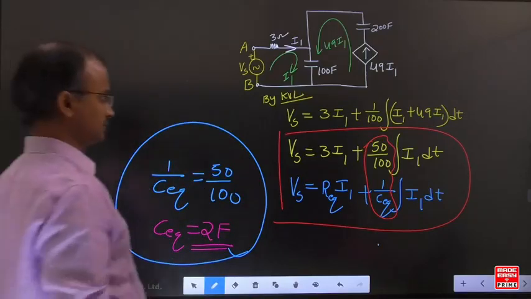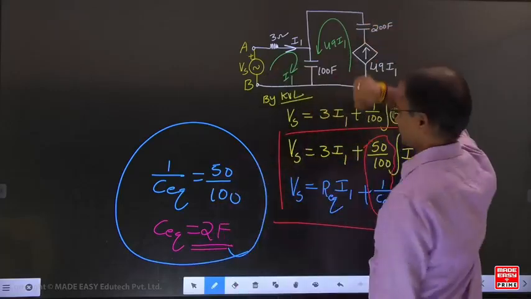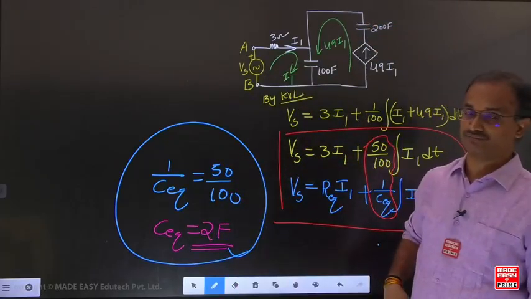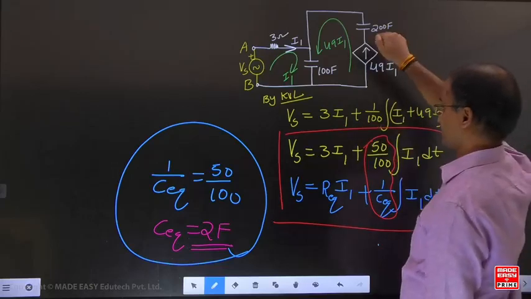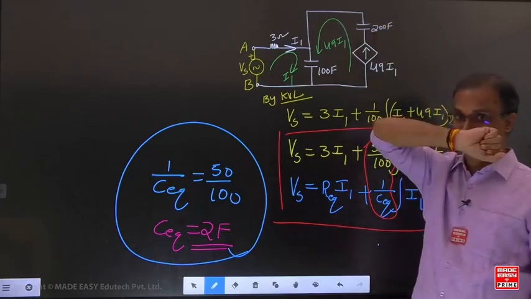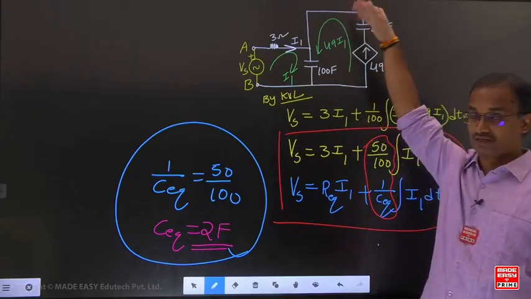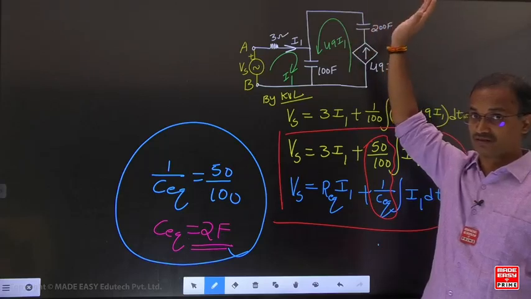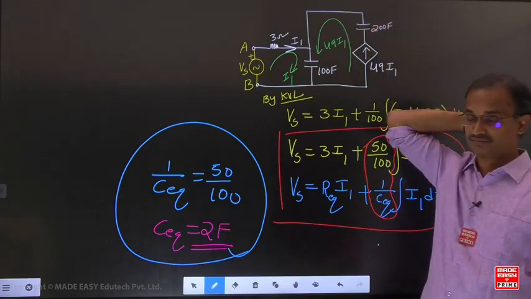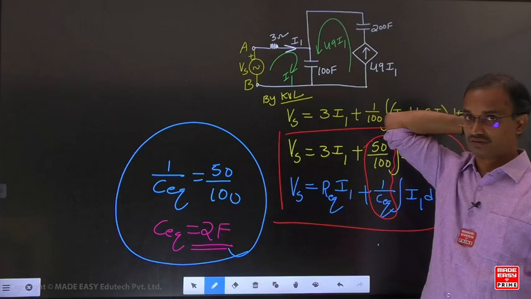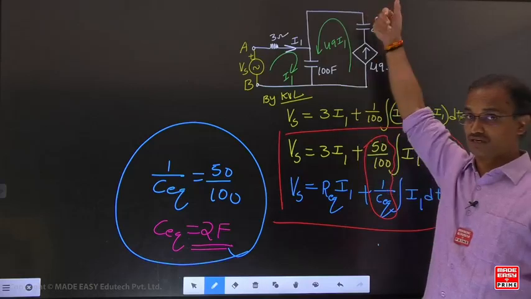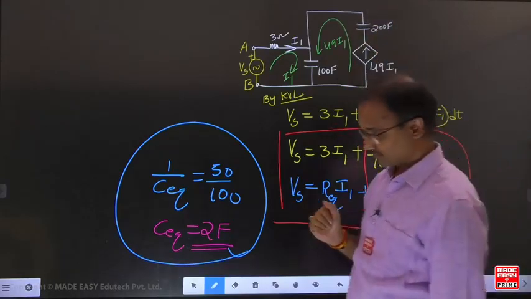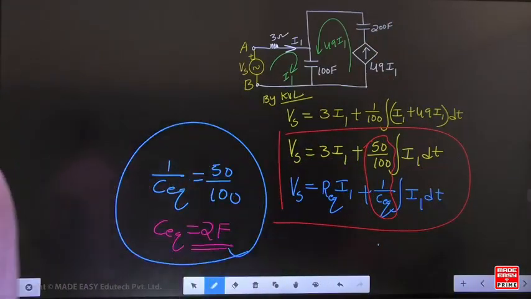And one more thing, the 200 farad does not influence the calculation. Why? Remember, when an element is connected in series to a current source, that element can be neglected. Can you apply that logic here? In the first class I discussed it when we discussed current sources. That's why the 200 farad does not influence the calculation.